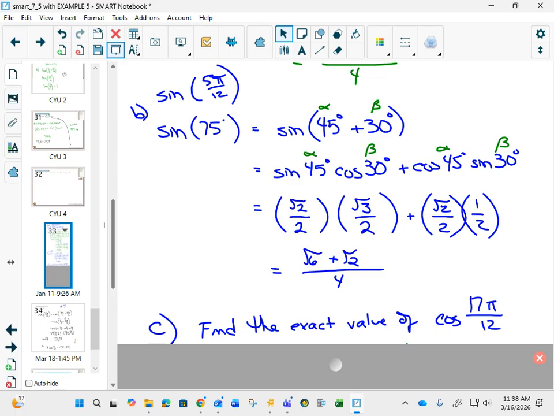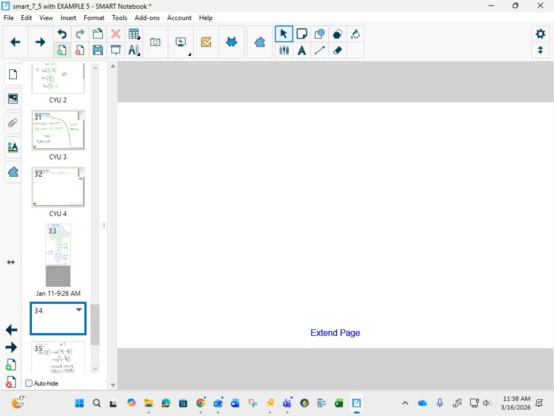Our next question is going to be to find the exact value of cos of 17 pi over 12. But before we do that, the hardest part in these questions, in any pi over 12 question, is finding the two things that add to make 17 pi over 12. And you can only use things that are on your pi plates. So you can only use pi over 3 family member, pi over 4, pi over anything on your pi plate. You need two things to add up.